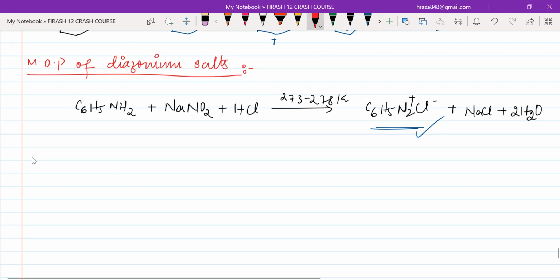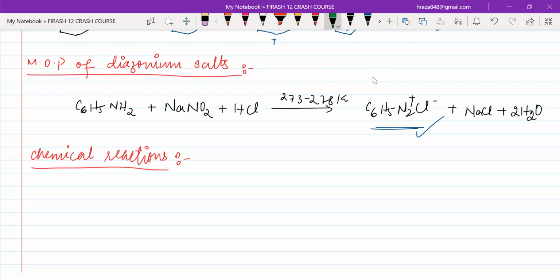Then we will talk about chemical reactions. We have already studied these reactions, so we just need to do revision. Sandmeyer's reaction will also come in this, and the Gattermann reaction. Let me know.